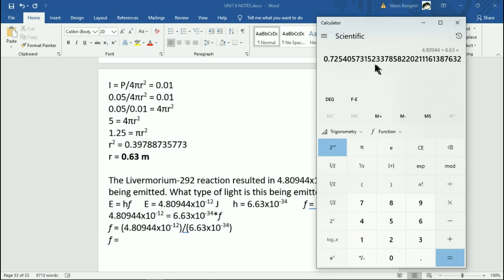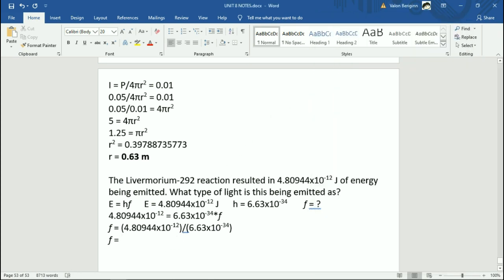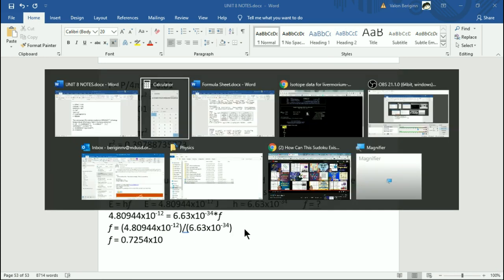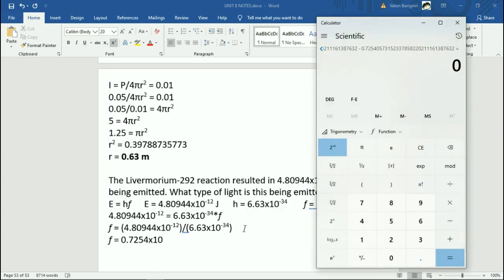0.7. And then times the exponential here. Negative 12 divided by negative 34, so that's, it should be, well, okay, 0 minus 12 plus 34, 22.